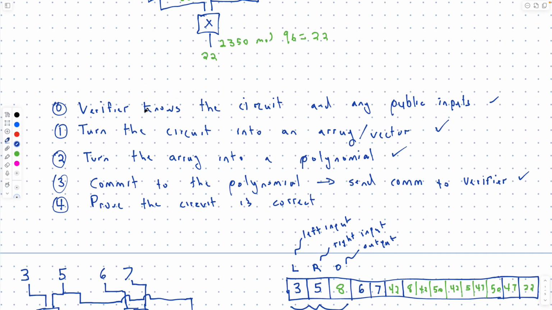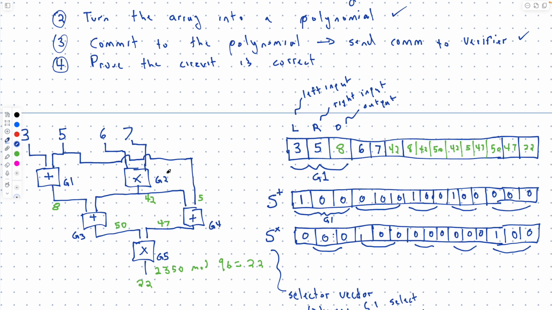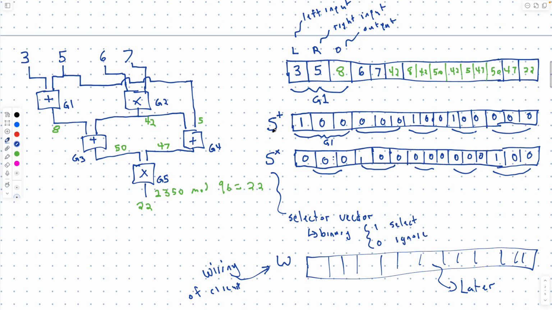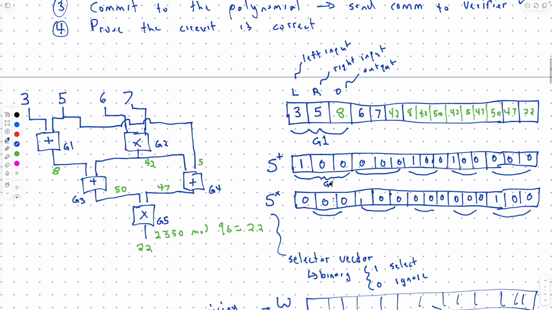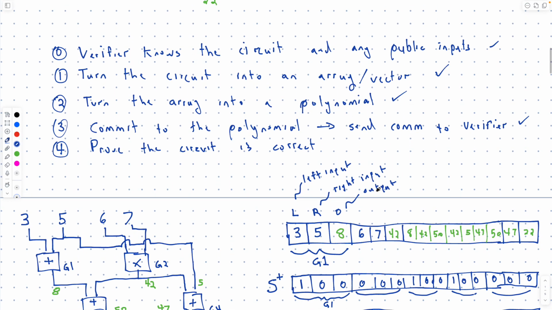Okay, so let's go back to our list here. We assume the verifier knows the circuit, all right? Basically what that means is that they know S plus and X, and whatever we talk about wiring later, they also know. That's what it means to really know the circuit: they have these values. They also know which gate is G1, which gate is G2. That's not directly encoded into the polynomial, but we consider it common knowledge between the two, okay?